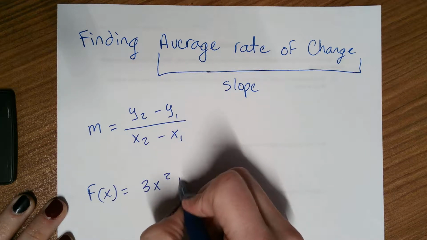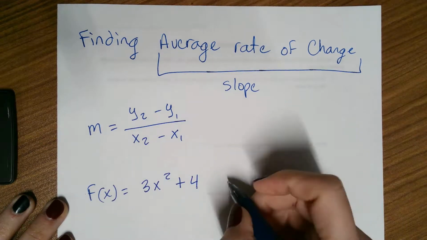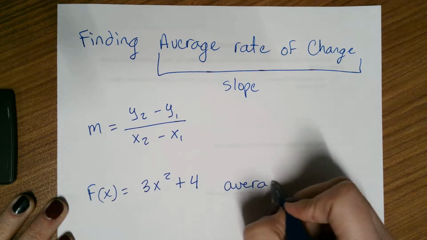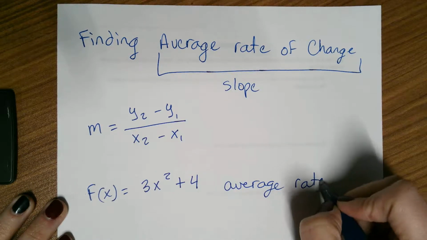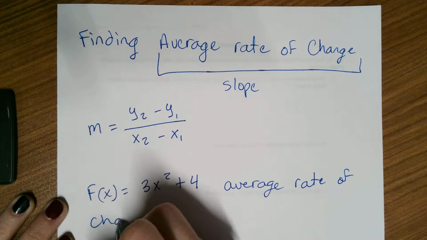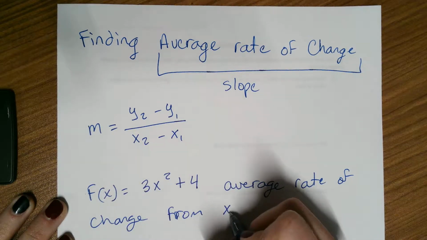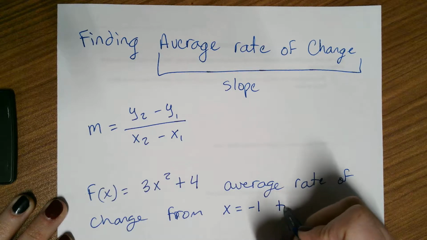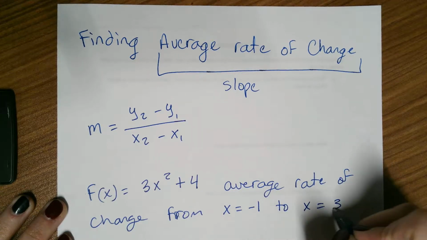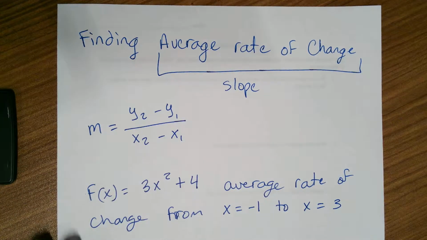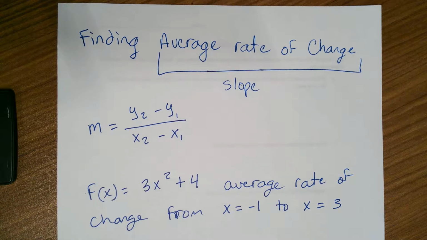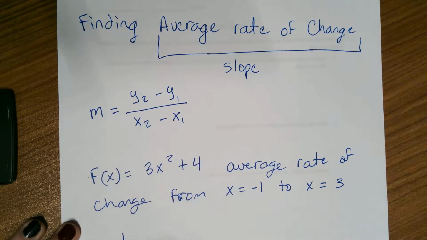So let's say that we have a function f of x equals 3x squared plus 4, and we want to find the average rate of change from x equals -1 to x equals 3. So before we jump into finding the average rate of change, let's draw a picture real quick and I'll show you what we're looking at.